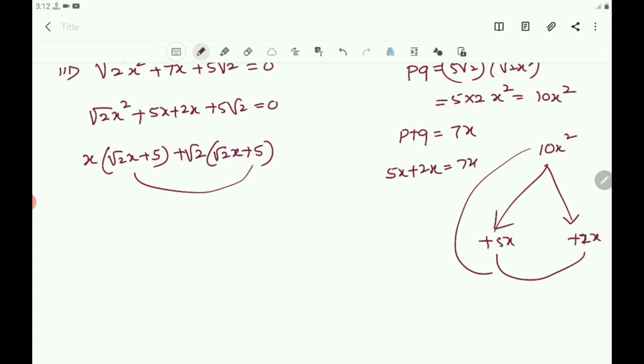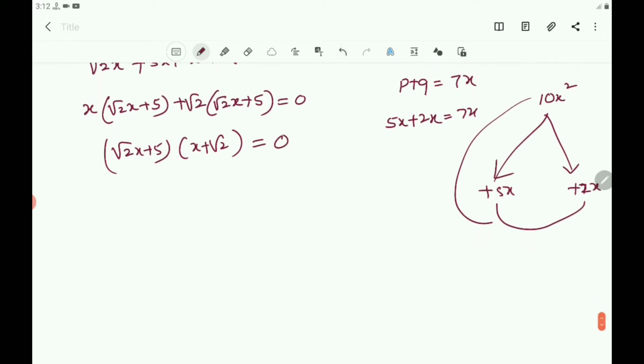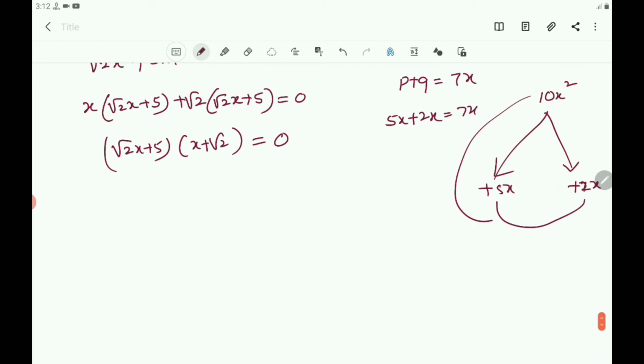Now here these two are common, remove that as a common: root 2x plus 5 into x plus root 2, x plus root 2 equals 0. Here also you write equals 0. Now equate each factor to 0.